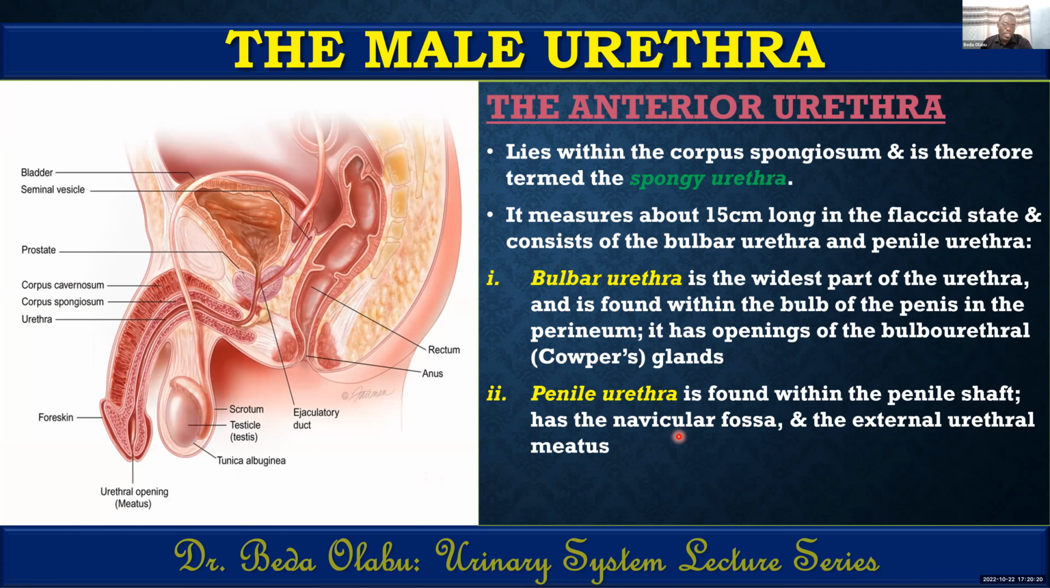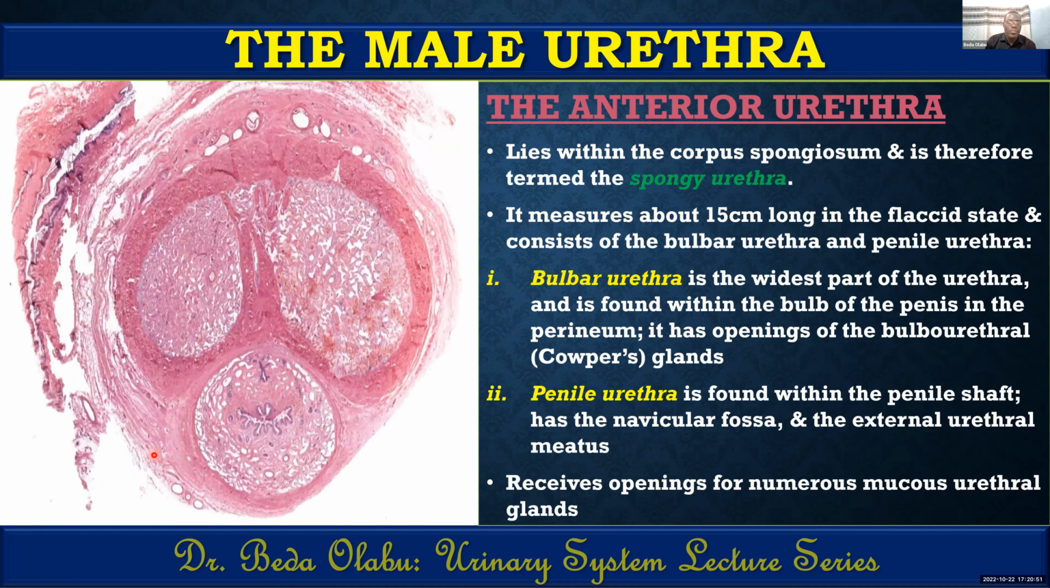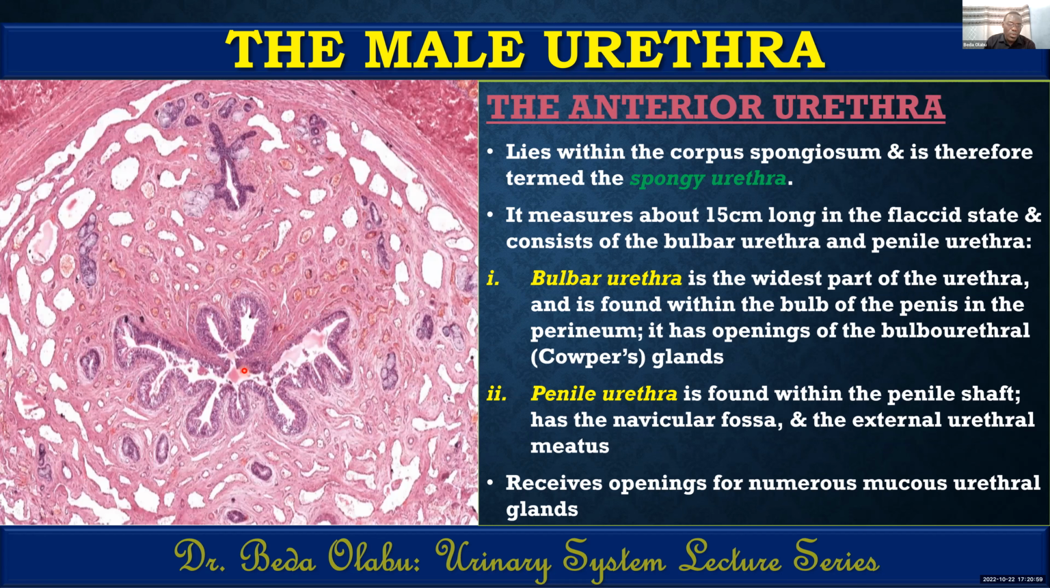So this one is the penile urethra. Just before it opens within the glans penis, there's that dilatation which we call the navicular fossa. Then eventually the urethral meatus at the tip of the glans penis. The penile urethra, or rather the spongy urethra, receives openings for numerous mucous urethral glands. There are a lot of mucous urethral glands, which we call the glands of Littre, that are located around the urethra. So they open into the penile urethra or into the anterior urethra.